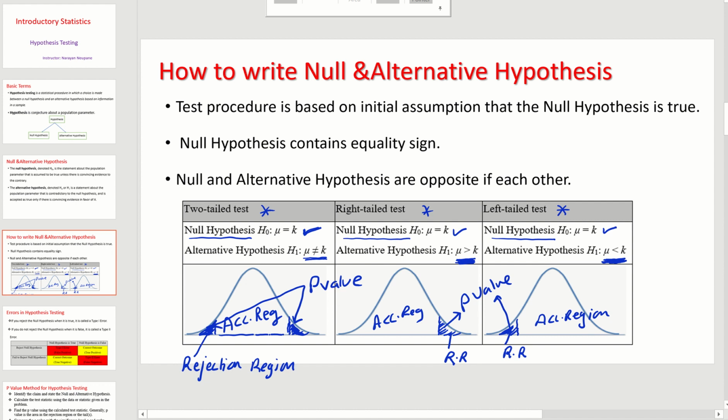Always remember, null hypothesis always has an equal to sign. A population parameter is equal to something. Whereas the alternative hypothesis does not contain an equal to sign. Meaning of that is, in alternative hypothesis, you may have not equal to sign, greater than, or less than sign.